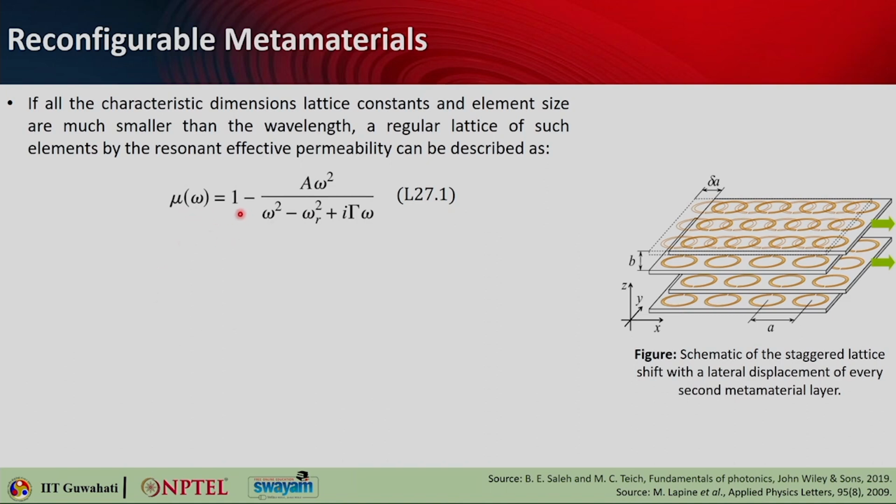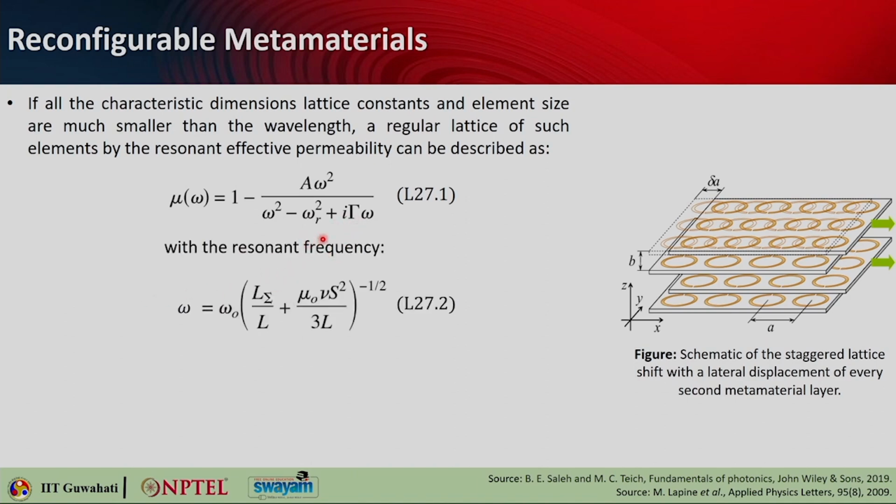So, you can take it as mu equals 1 minus A omega square over omega square minus omega r square plus i gamma omega. So, what is this resonance frequency? This should be omega r. So, the resonance frequency omega r is basically omega naught times L over L sigma plus mu naught nu S square by 3 L, to the power minus half.